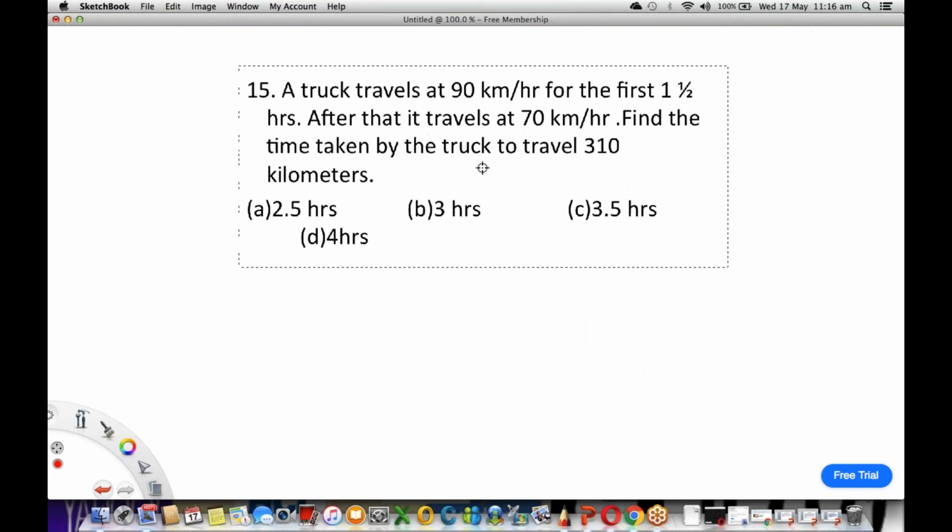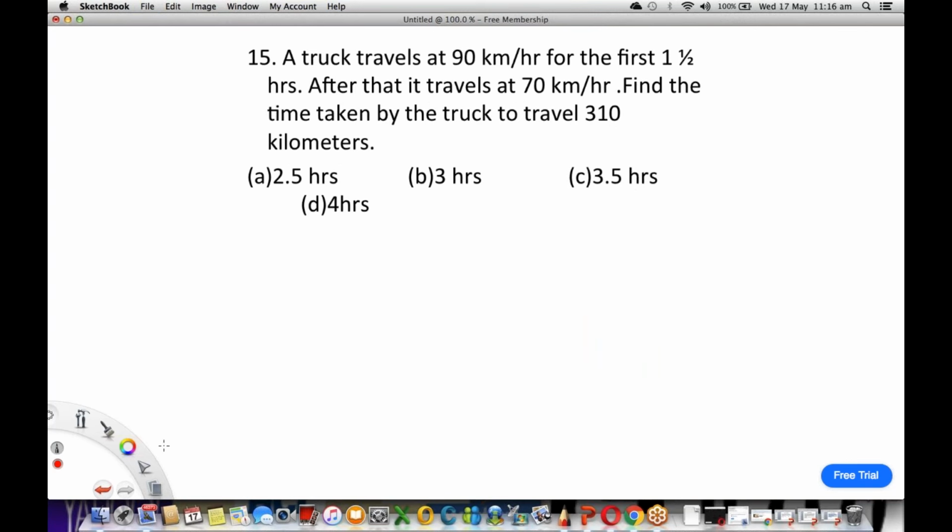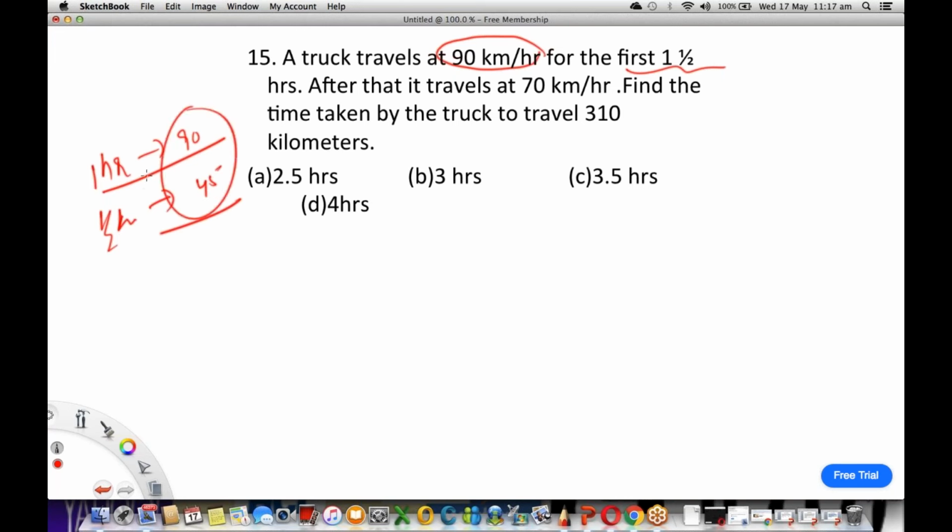So by looking at the question, I can give the answer. I should not waste much time here. See, a truck travels 90 kilometers per hour. That means in 1 hour, it can travel 90 kilometers. For the first 1.5 hours, it traveled at the same speed. In half an hour it can cover 45 kilometers. So how much is the total? 90 plus 45 is nothing but 135 kilometers, and after that it is traveling at 70 kilometers per hour.